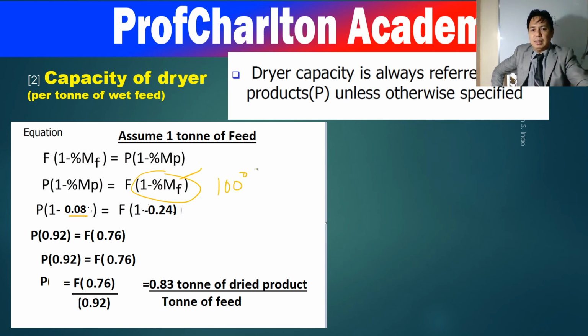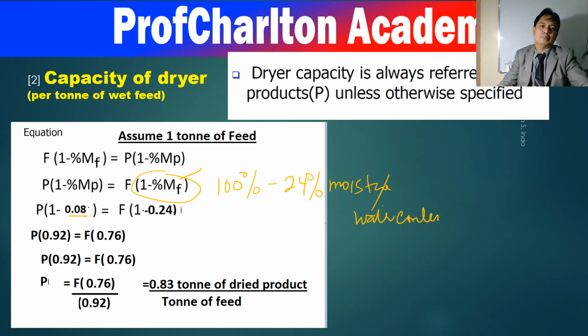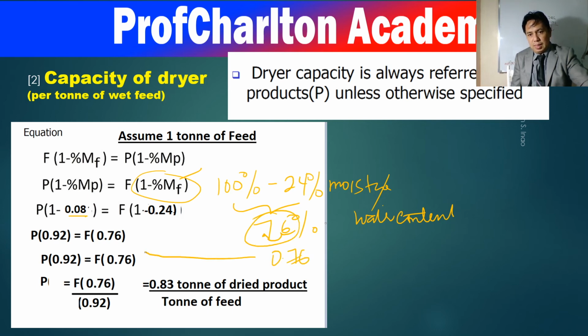If you have 100% minus say 24% of moisture, meaning water content, you will get some amount, which is 76%. If you use that in the calculation, you have to divide by 100 to get the decimal. It becomes 0.76, right? So that is the dryness. Now bone dry: it is 24% moisture, meaning there is 24% water.